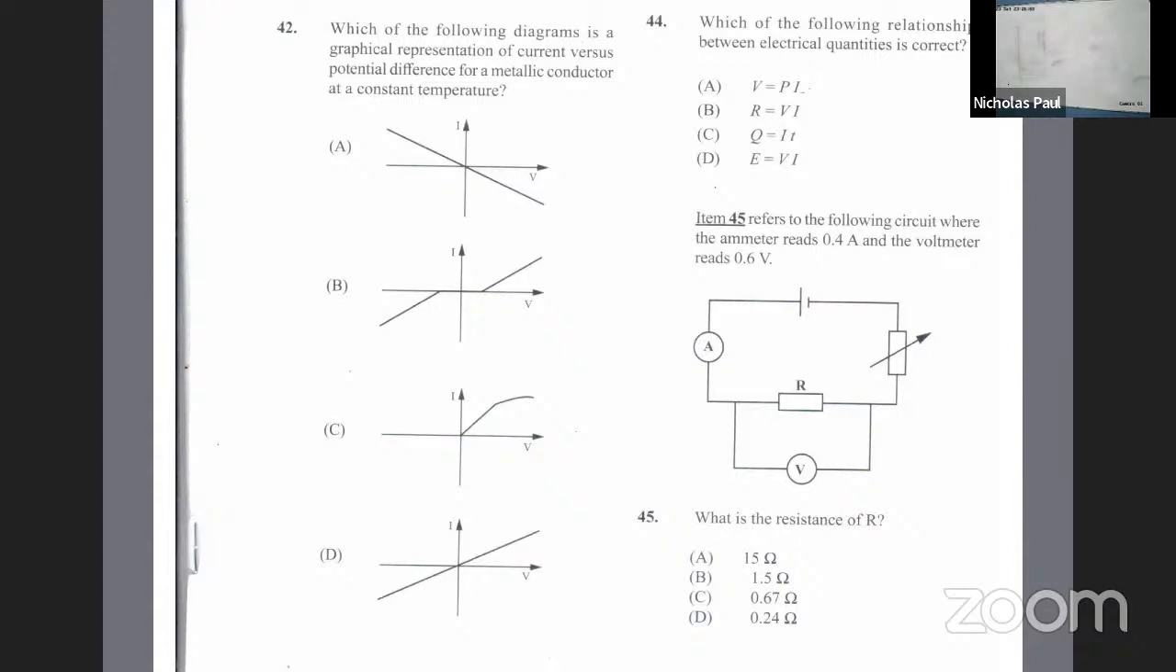Right, 42 is what? I and B are related proportionally, right? So that will be D. Next one, which formula is correct? Not looking wrong, correct? See, right? You have finished up to 45. Hurry up. All right, now we shall.